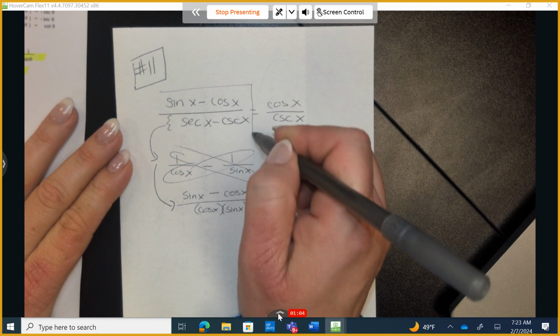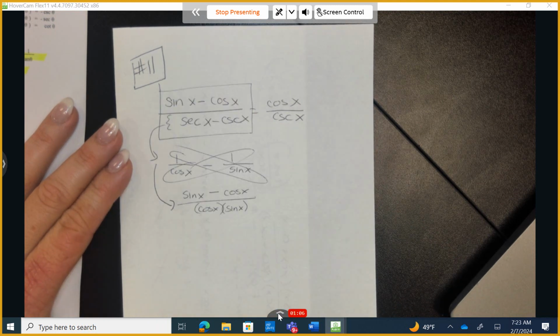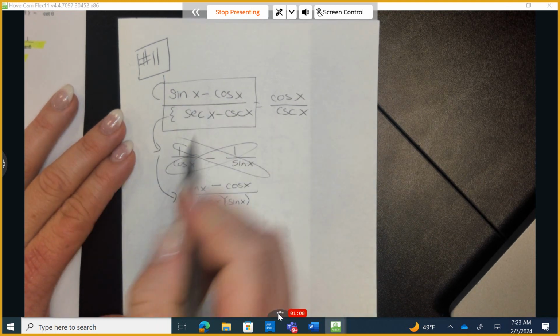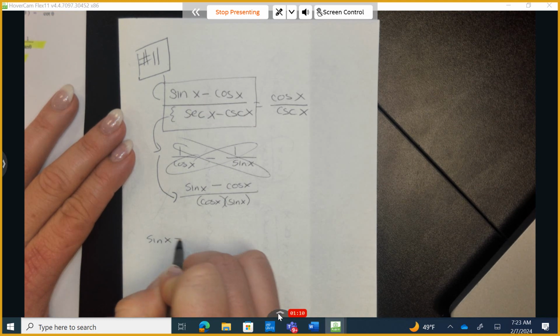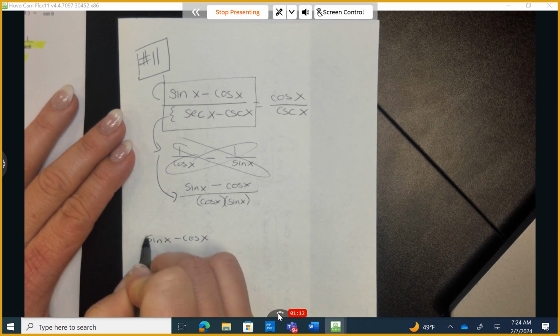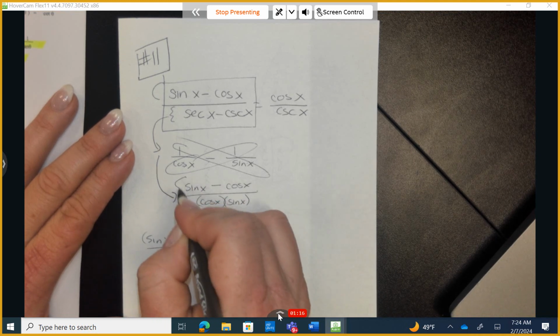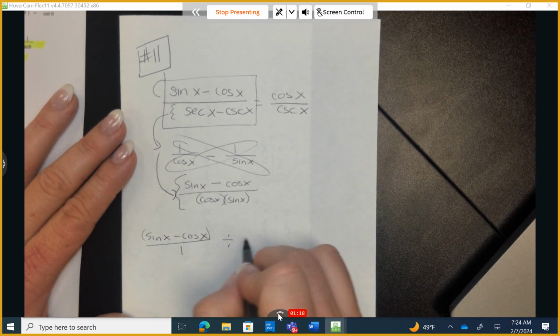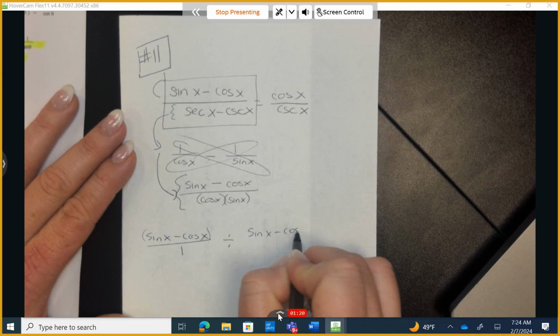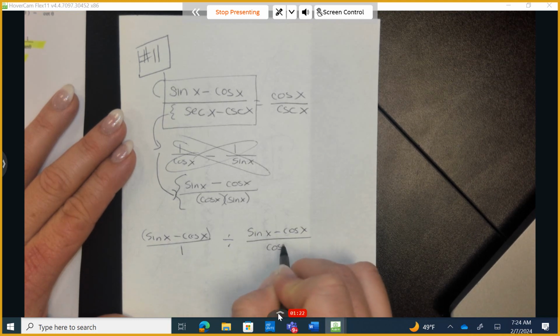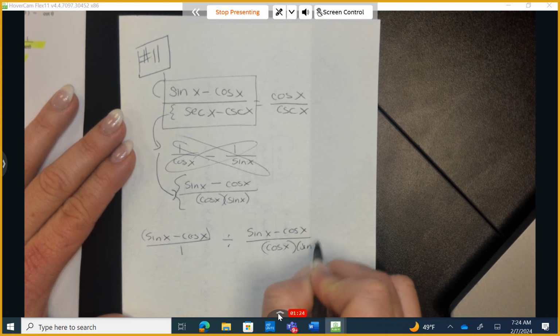I'm going to take this original left-hand side of the equation, and I'm going to write the numerator first. So sine of x minus the cosine of x. This is the numerator. And now let's divide it by what I was able to rewrite or construct from the denominator. Sine of x minus cosine of x over cosine of x times sine of x.